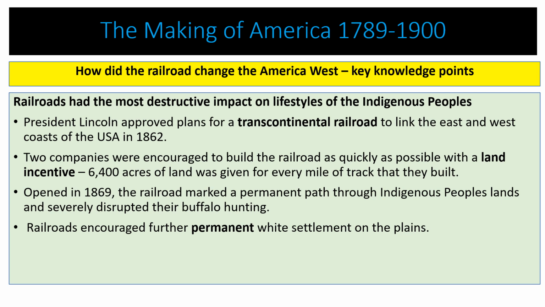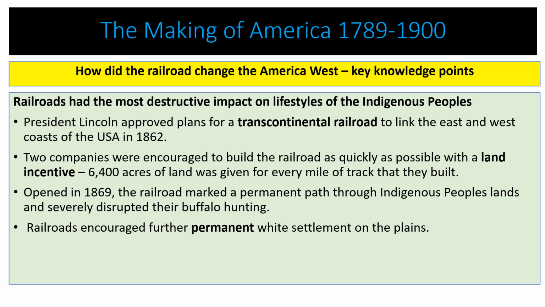President Lincoln approved plans for a transcontinental railroad to link the east and west coasts of the USA in 1862. Two companies were encouraged to build the railroad as quickly as possible with a land incentive. 6,400 acres of land was given for every mile of track that they built.